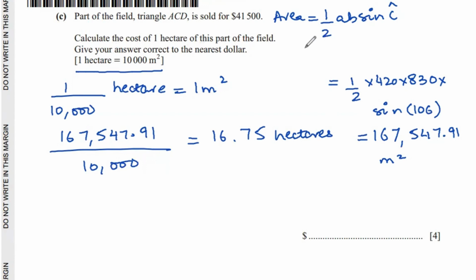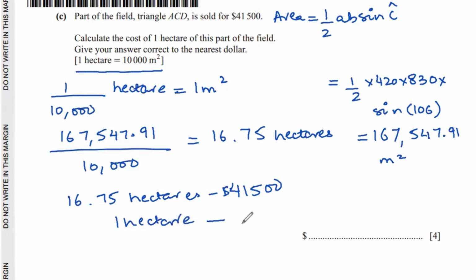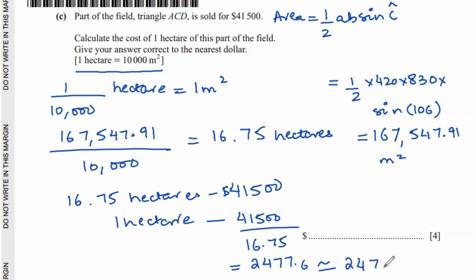We have to calculate the cost of 1 hectare of this part of the field. 16.75 hectares cost $41,500. Then for 1 hectare, we'll do 41,500 divided by 16.75, and that gives us 2477.6. To the nearest dollar, that rounds to 2478.